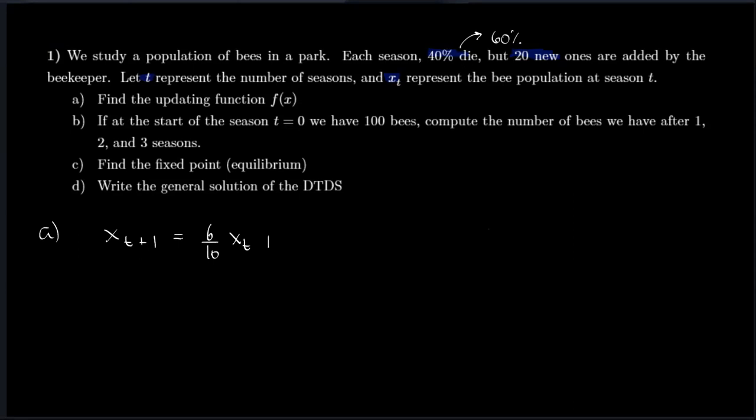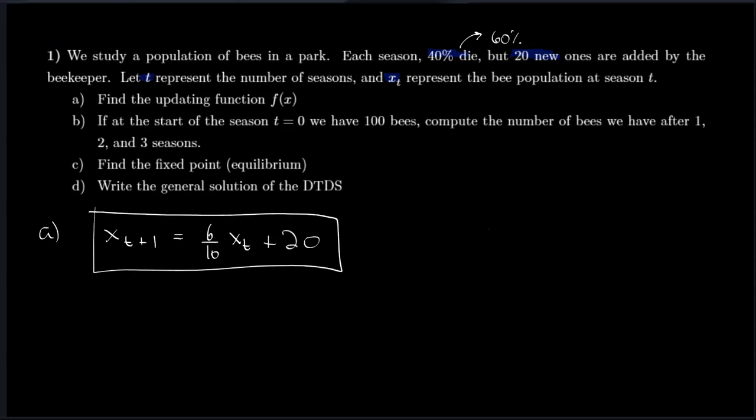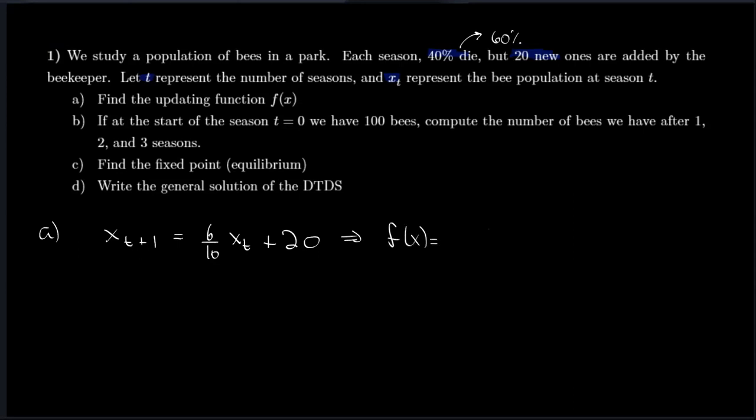But we also add 20 additional bees. So this is our discrete time dynamical system. If we want the updating function, we just call this f of x, and f of x becomes 6 over 10 x plus 20. And that's our answer for A.